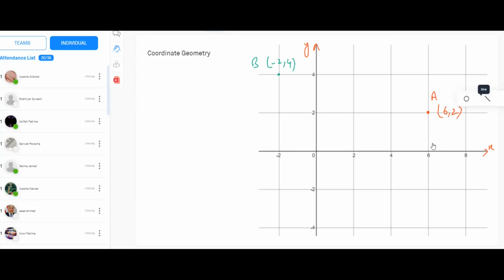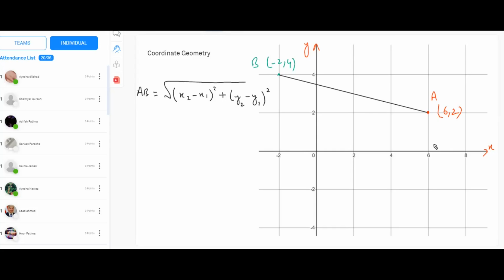Okay. So let's say we've got a line here that joins these 2 points, the line AB. What we want to do is find the distance between those 2 points. How do we do that? Now remember, we've got a formula for this. AB ke liye, distance AB find karne ke liye, we've got this formula that says x2 minus x1 ka whole square plus y2 minus y1 ka whole square. So in order to find the distance between any 2 points, you use this formula: x2 minus x1 whole square plus y2 minus y1 whole square.